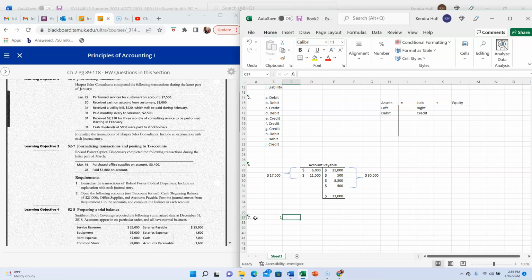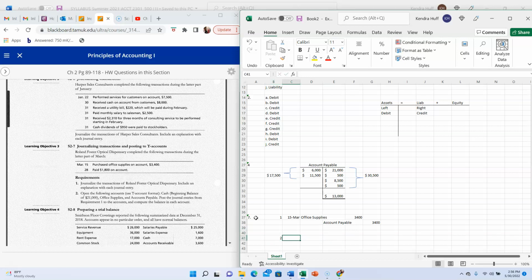March 15th, purchased office supplies on account for $3,400. So office supplies are an asset. They're increasing. So I'm going to debit office supplies. I bought them on account, which means I haven't paid for it yet. So I'm going to credit accounts payable. It's a liability. It's increasing. So you have to credit.